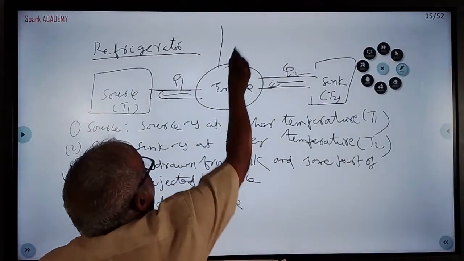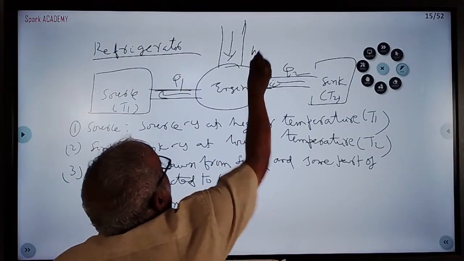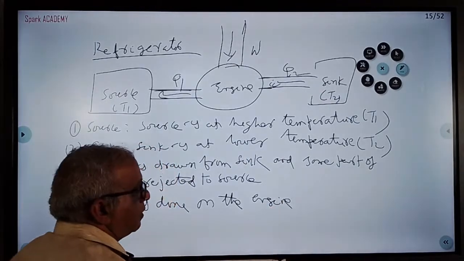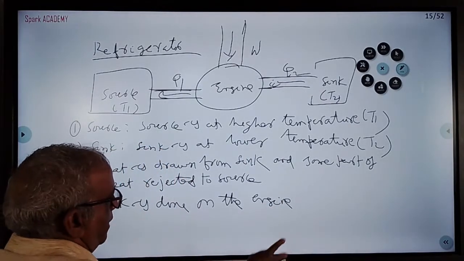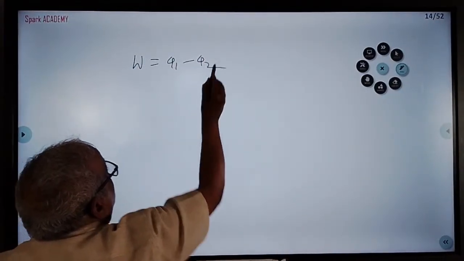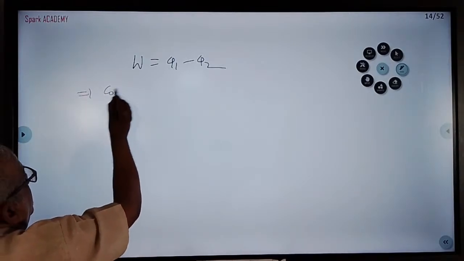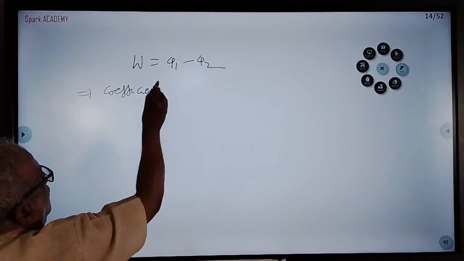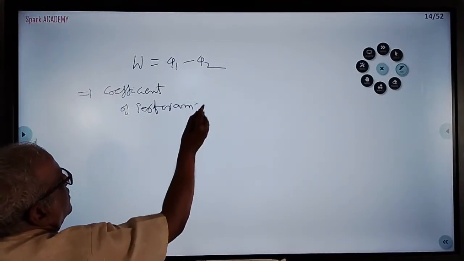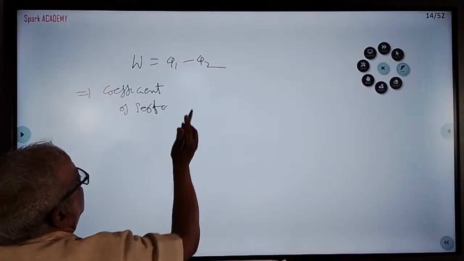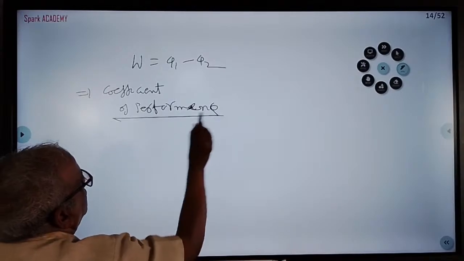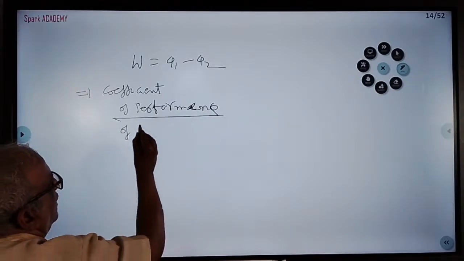Here I am drawing: work is done on the engine. On the next page I am writing that work done is always given by the formula Q1 minus Q2. Coefficient of performance will come. This is a different factor called the coefficient of performance of the refrigerator.